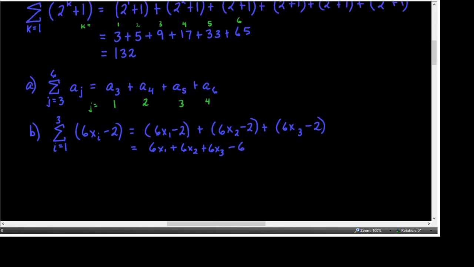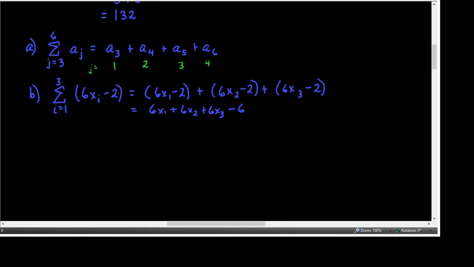And then if someone were to tell us what those stood for, let's let, for example, x sub 1 have a value of 2, and let's let x sub 2 have a value of 4, and x sub 3, let's say that's 6. And so this then in turn would simplify to be 6 times 2 plus 6 times 4 plus 6 times 6 minus 6, which when you do all the arithmetic, you're going to get 66. Right.